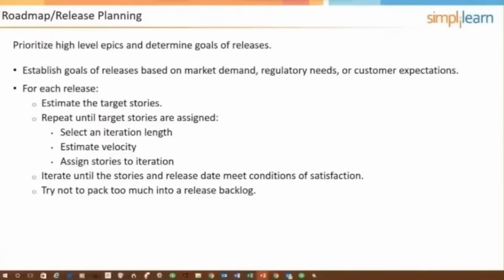The next bullet down, iterate until the user stories and release date meets conditions of satisfaction. So that's definition of done or acceptance for the release, and try not to pack too much into a release backlog. Just like you would not want to pack too many user stories into a sprint. You want to have the timelines appropriate and what is included in the events make sense.